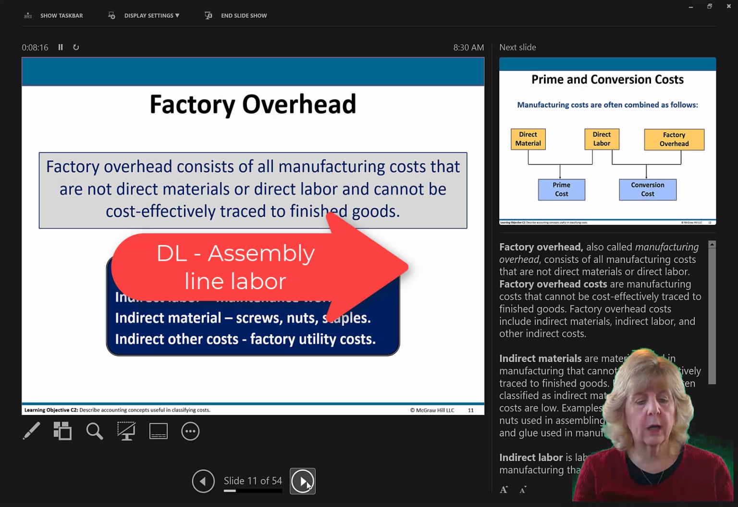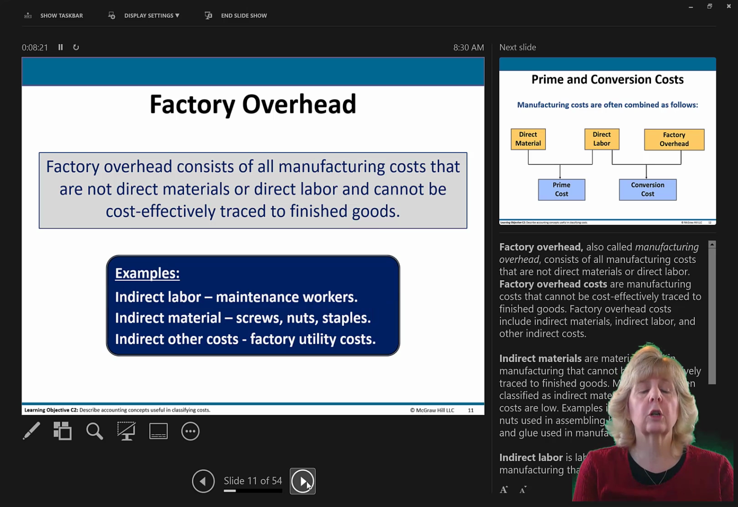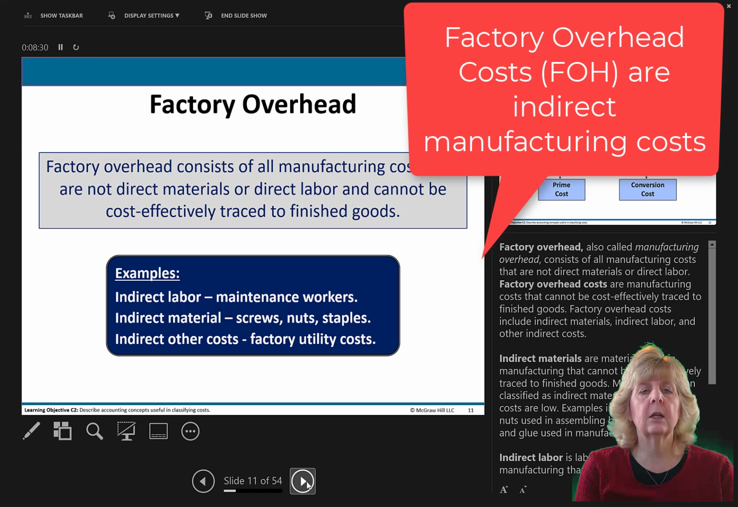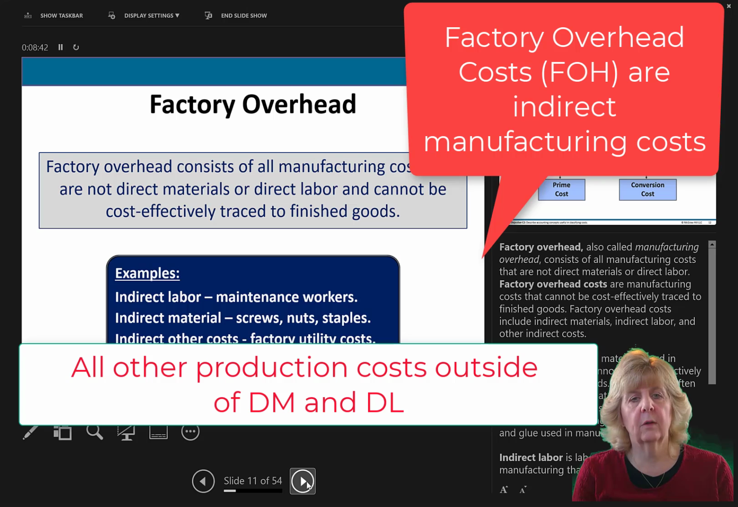You actually watch the assembly line workers creating the product. And then the third type of product cost is what I call a catch-all category. By very definition, factory overhead is indirect manufacturing costs. What does that mean? It's all the other product costs that go into the cost of making a product, except for direct materials and direct labor.